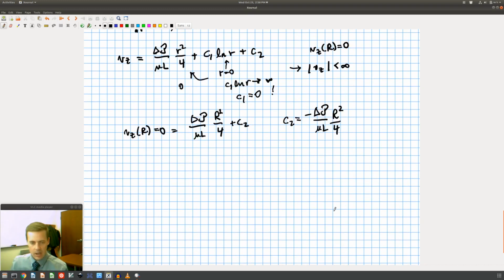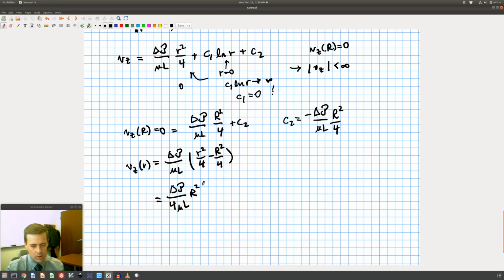Okay, so now I have my final solution. I can say that Vz as a function of r is going to equal ΔP dynamic over μL, and then I have r squared over 4 minus big R squared over 4. I can simplify that a little bit. I can pull out the 4, and I can pull out an R squared if I want, and I get ΔP over 4μL, and then I'll put an R squared here, and I get r squared over big R squared minus 1.